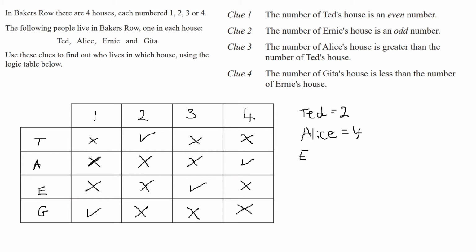So Ernie lives in house number 3, and Geeta lives in house number 1.